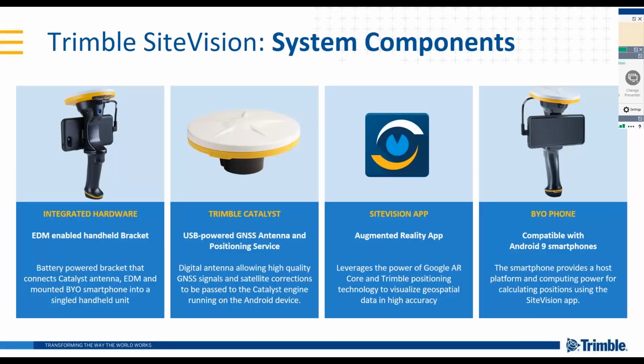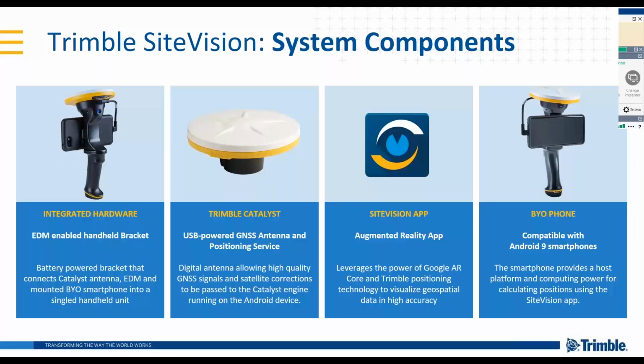And again, very shortly, SiteVision is a combination of hardware and software. So first of all, it contains a handheld device, very much the one you see on the left here. This is hardware where you basically hold it, and it also contains a small EDM for taking measurements. Then we have built in our Trimble Catalyst antenna, our GNSS antenna, into that hardware side of it.